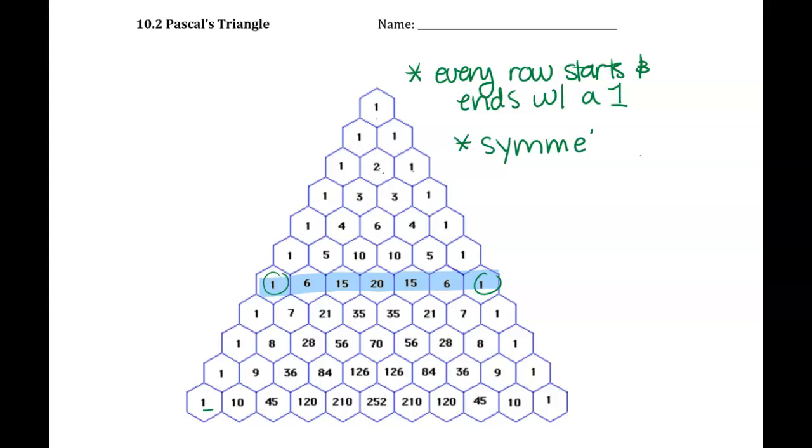The whole triangle is symmetric, meaning each row is symmetric. So 1, 6, 15, 20, 15, 6, 1. So it repeats the same values on either side of that middle term.